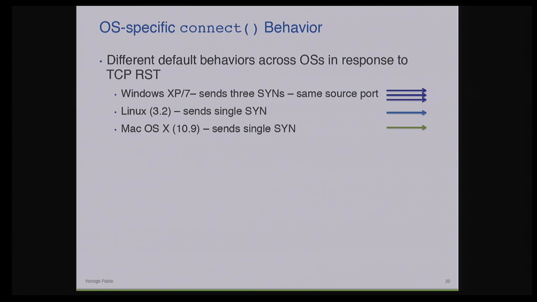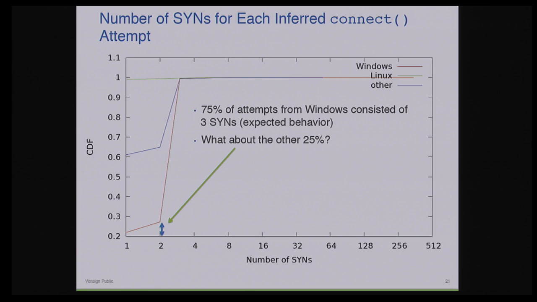Okay, a couple of items we also found along the way. Windows XP and 7 actually send 3 SYNs in response to a reject, as opposed to the other OSes, which just send a single SYN. I'll show you where this comes in handy in just a second. When we looked at the incoming connect attempts, in the red you see Windows, which has the large jump, showing that about 75% of the attempts from Windows consisted of 3 SYNs, which is what we expected. But there's this other 25% down at the bottom that don't have that type of behavior.